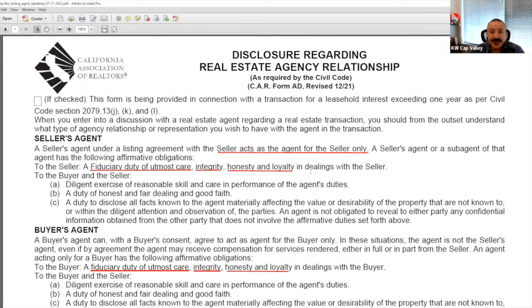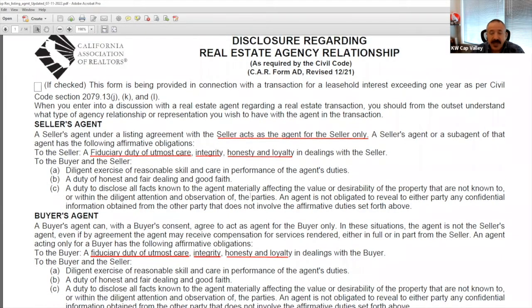You can see up on your screen, you should have the first document, which is the first page of the disclosure regarding real estate agency relationships. I've highlighted a few things here or underlined a few things here for your benefit, but I want to point these out to you. So California law, specifically the Civil Code, requires agents to disclose what types of agency they can have with their clients, whether it's the seller or the buyer or both.